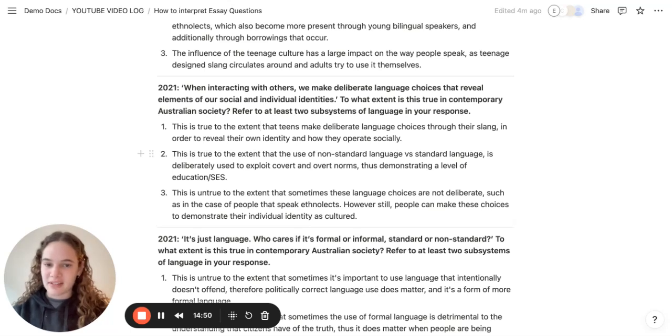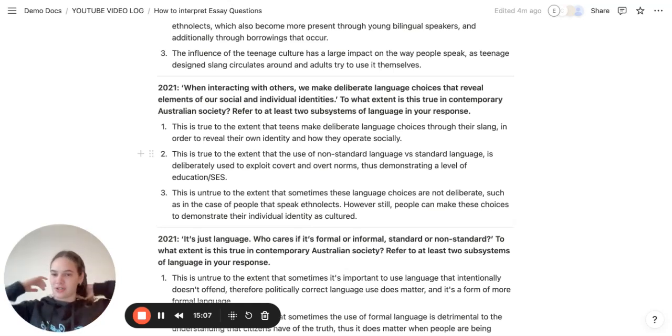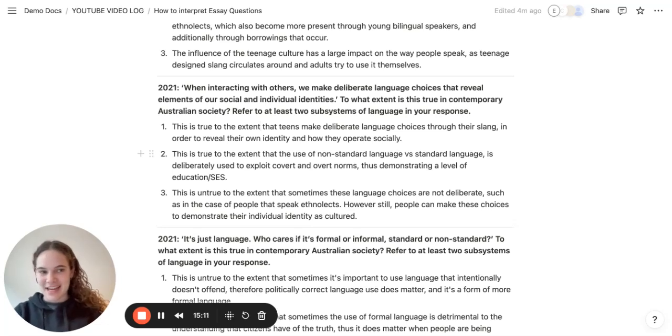And then untrue to the extent that sometimes these language choices are not deliberate. So that's the flip there. And when I think of language choices that come naturally to people, it would immediately be ethnolects or even Aboriginal English, but primarily ethnolects. If you think of people that are coming over from other countries and they're learning English, when they accidentally slip up and say something in their home language, that's not conscious. Generally, that's a subconscious thing.